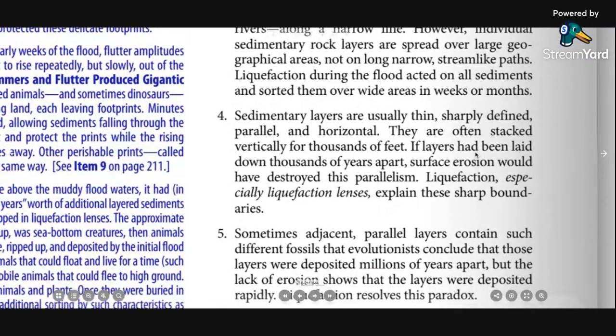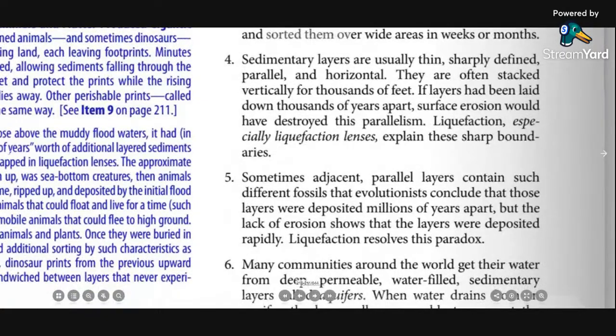Number four, sedimentary layers are usually thin, sharply defined, parallel, and horizontal. They are often stacked vertically for thousands of feet. If layers had been laid down thousands of years apart, surface erosion would have destroyed this parallelism. Liquefaction, especially liquefaction lenses, explain these sharp boundaries.